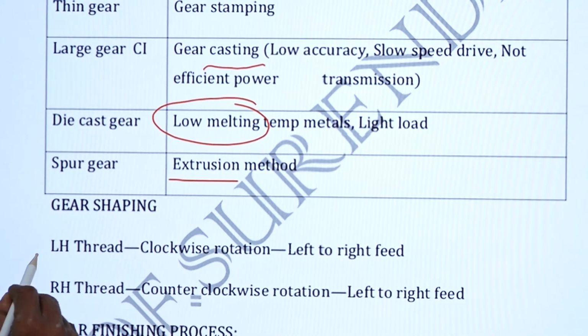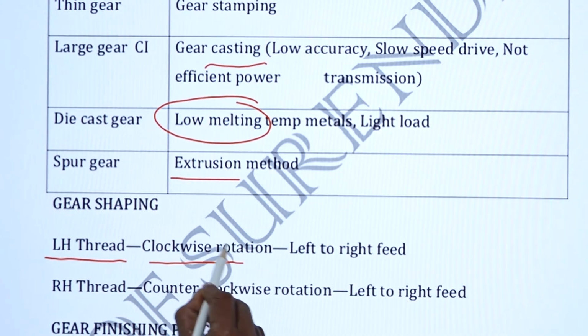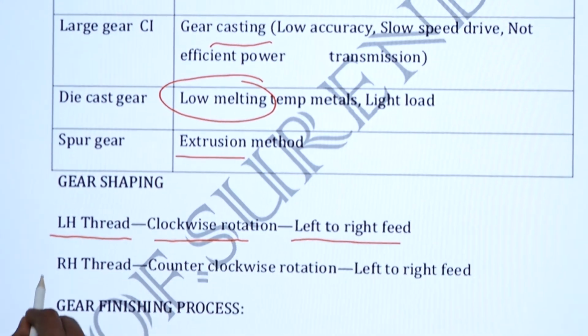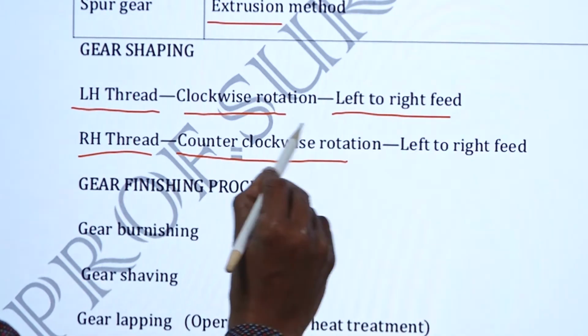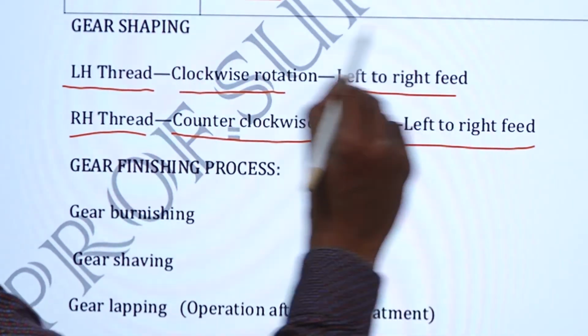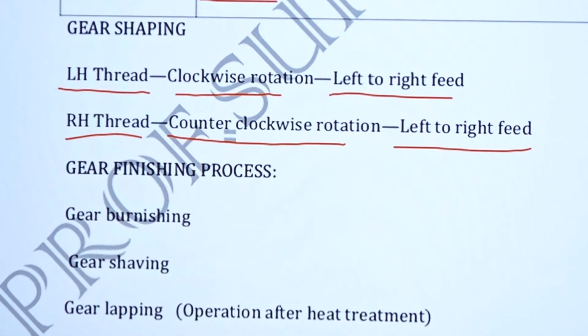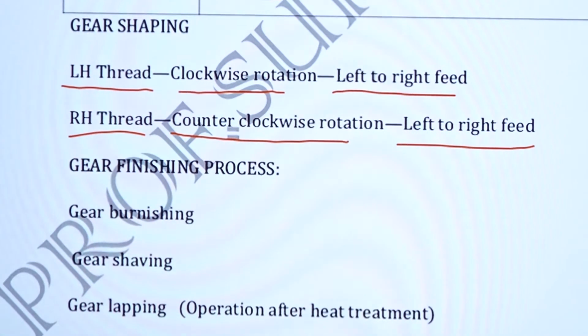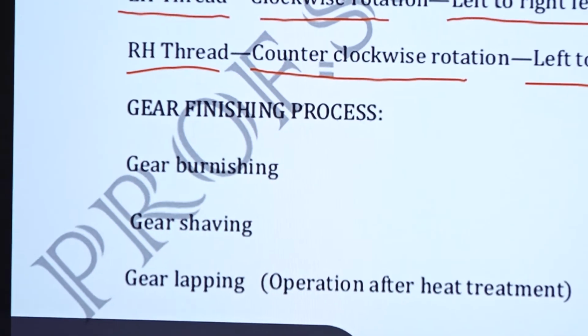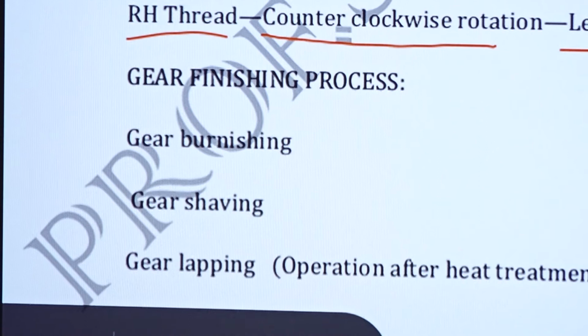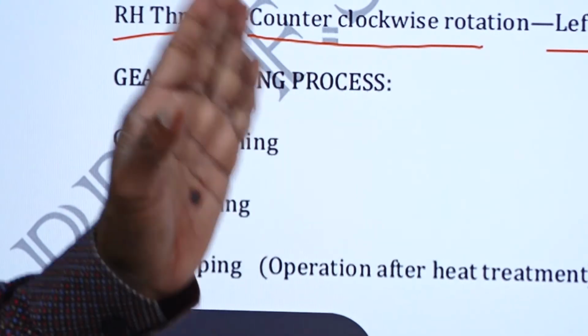In gear shaping, for a left hand thread, the rotation is clockwise with left to right feed. For a right hand thread, the rotation has to be counterclockwise with left to right feed. So this is the setting in gear shaping. Left hand thread, clockwise rotation, left to right feed. Right hand thread, counterclockwise direction, left to right feed.